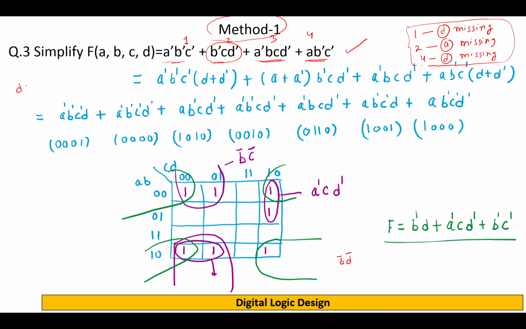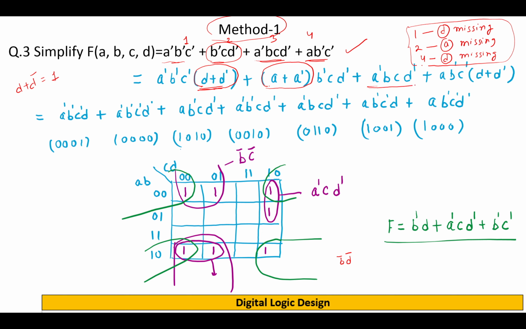We know the property, D plus D bar is 1. Okay, if we include this in the first expression, there is no change in the expression. Because here in the first expression D is missing, that's why we include D plus D bar. Similarly, in the second expression A is missing, that means we have to include A plus A bar.